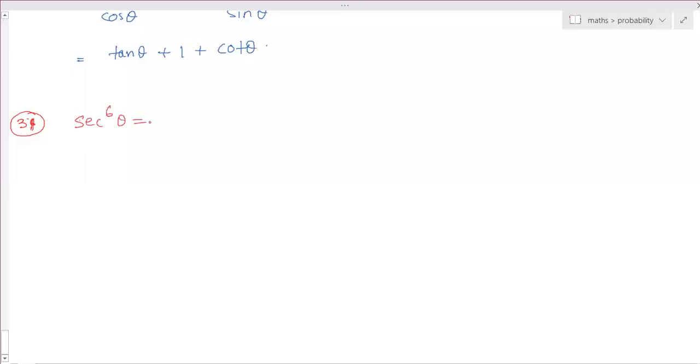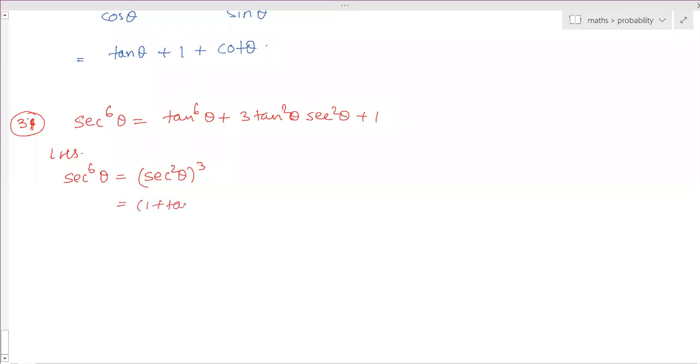Sec to the power 6 theta is equal to tan to the power 6 theta plus 3 tan square theta sec square theta plus 1, right? Very easy. LHS: sec to the power 6 theta. Can you write this as sec square theta whole cube? Is it possible to write this way? Yes, ma'am. Now sec square theta is 1 plus tan square theta whole cube.